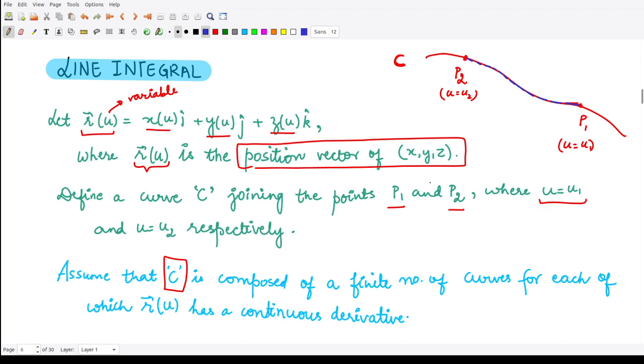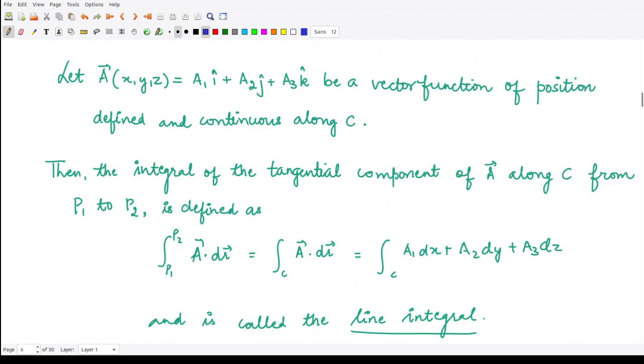In that case, we can calculate the integral for the vector a, defined by a1 i cap plus a2 j cap plus a3 k cap. This is a vector point function having position defined, and it is also continuous along C. We can then calculate the integral of this vector a with respect to the position vector dr from the point p1 to the point p2, which is the integration of vector a dot vector dr defined over the whole of the curve C.